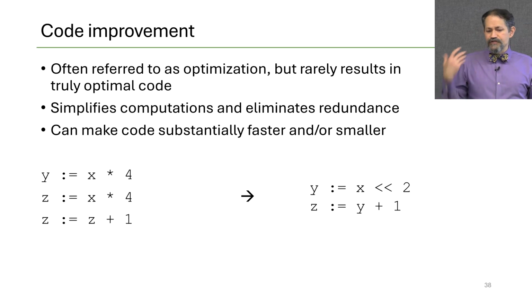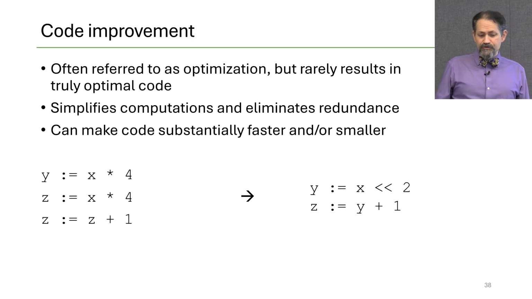Once we have the code in an intermediate form, we might do code improvement. This is often referred to as optimization, but we don't really get truly optimal code out of it. We just get improved code. Code improvement typically simplifies computations, it eliminates redundancies, and it can make code substantially faster and or smaller.